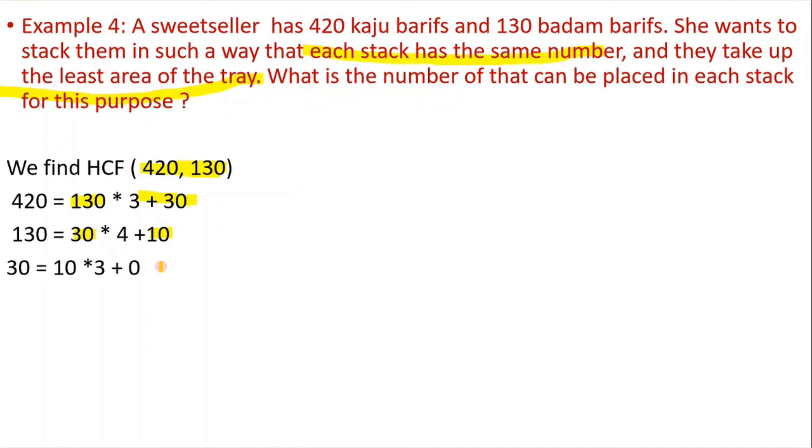In this step, I found that the remainder is 0. That indicates this is the last step in the division process, and the divisor in this last step is called the HCF of the given two numbers, that is 420 and 130. Hence, the number that can be placed in each stack, so that the stacks have the same number and occupy the least area of the tray, is 10.